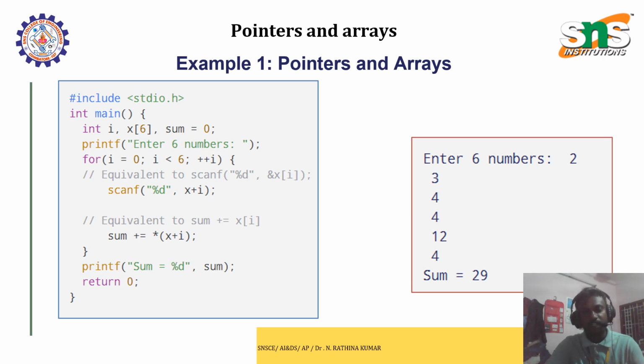With the help of pointers and arrays, we can get 6 numbers from the user, then perform an addition operation and display the result. Here we are using pointers. I already explained that the pointer contains the address of the variable. So with the help of that address, we can perform the addition operation. This is a very simple program.